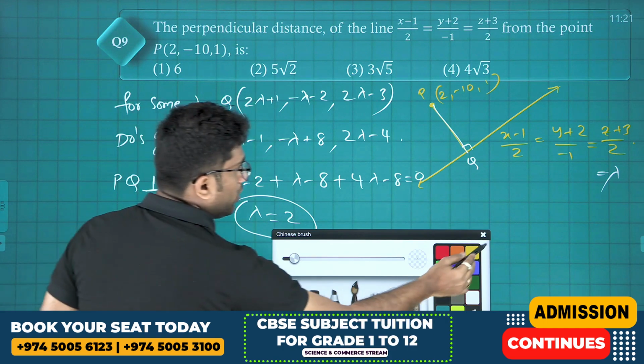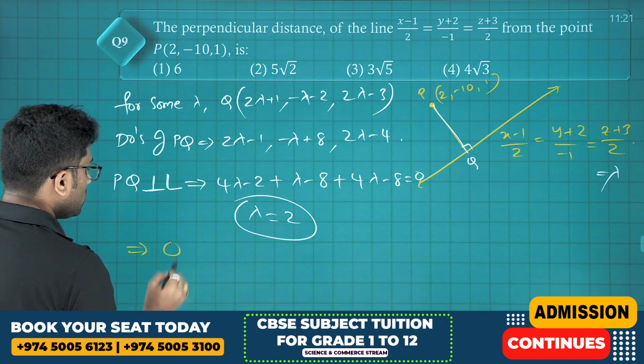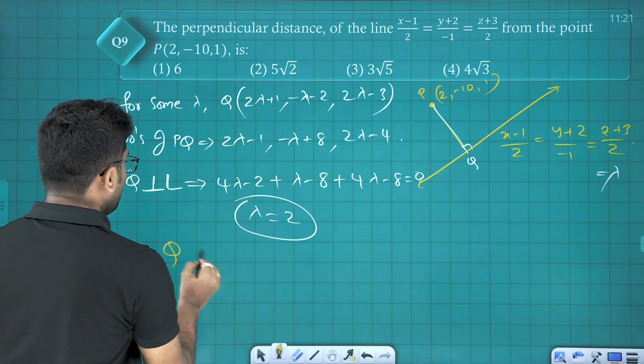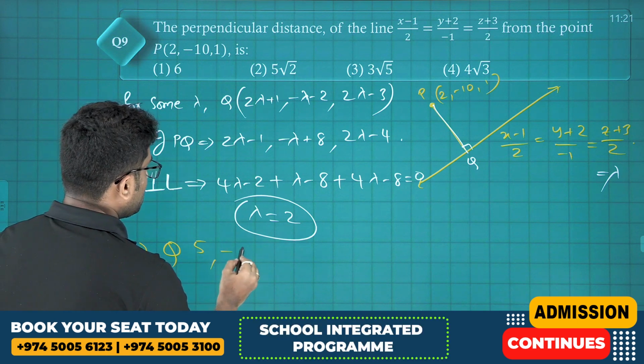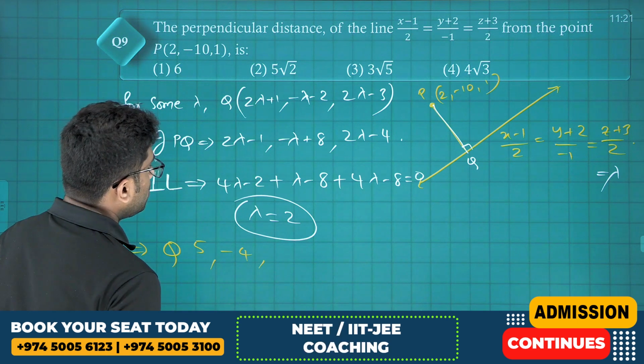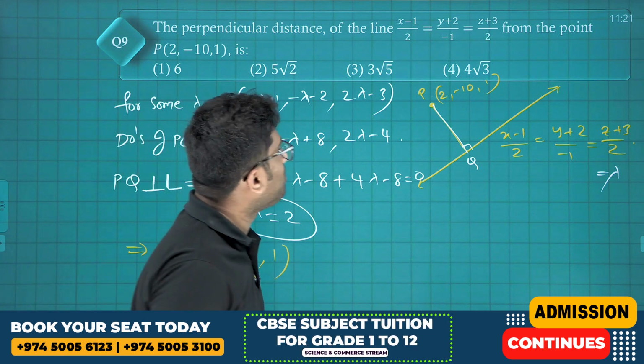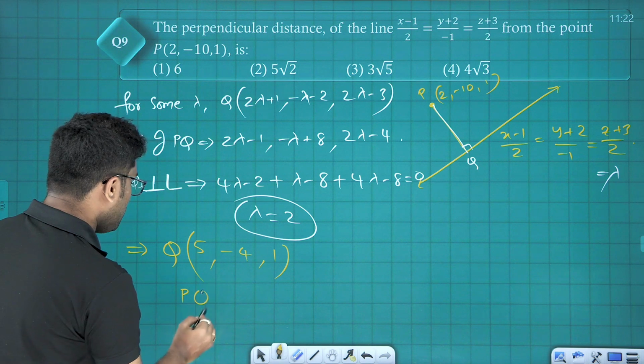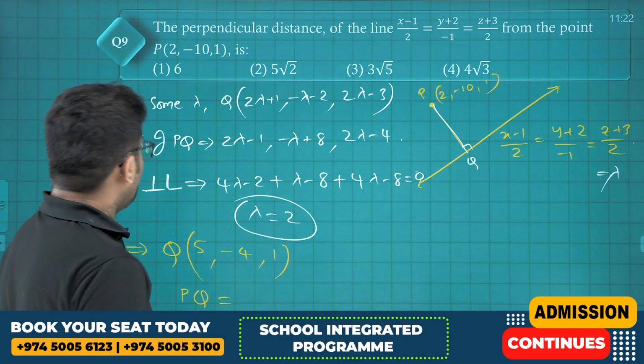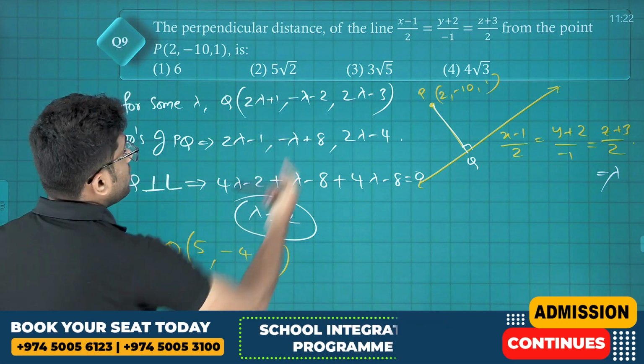Now we get Q point. What is Q point? So Q will be 2 2's are 4, plus 1, minus 4, 2 2's are 4 minus 3, which is 1. Now they are asking us to find PQ, shortest distance. So PQ is equal to the distance between these two points.